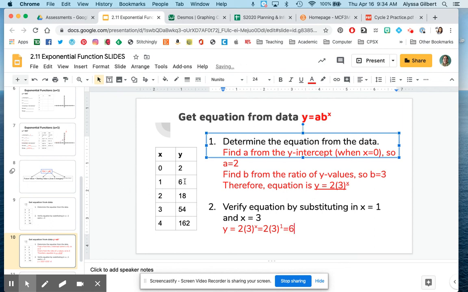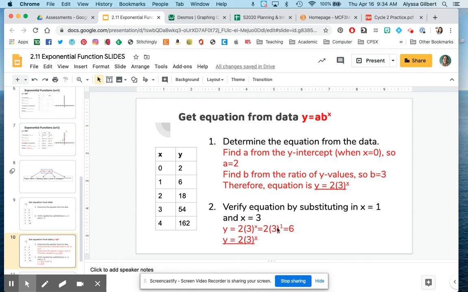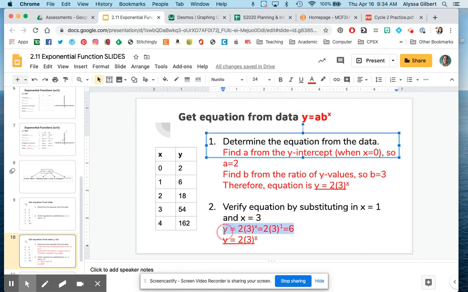So that matches. Okay, so now we're going to try that again with x is 3. Actually, I'm just going to copy this whole thing to make it easier on myself. So if we now have 3 to the 3, so 3 to the 3 is 3 times 3 times 3 is 27, and 27 times 2 is equal to 54. So that checks out. Okay, good. So that means we have the right equation.